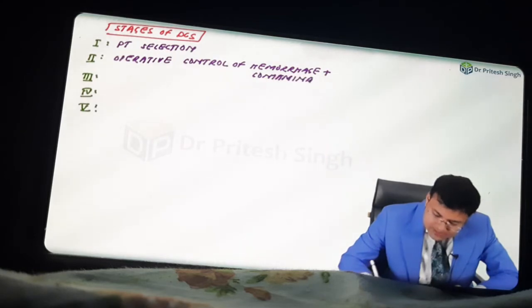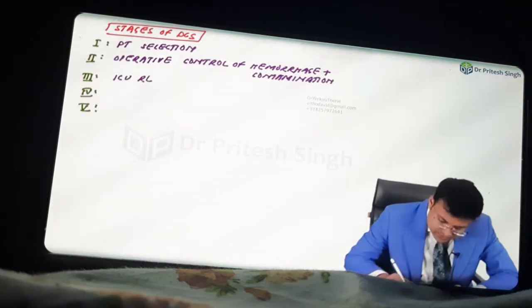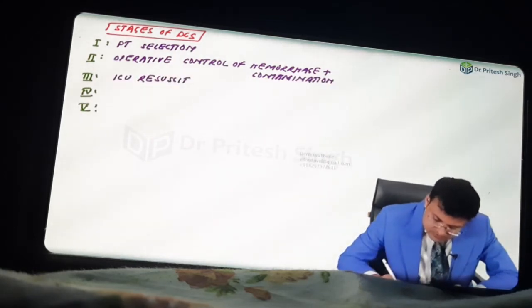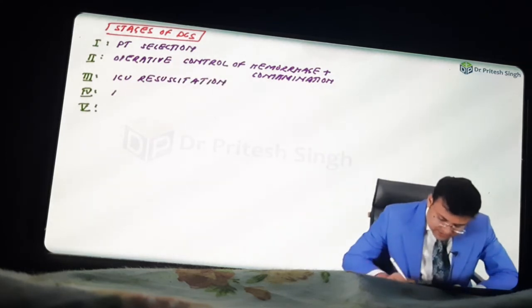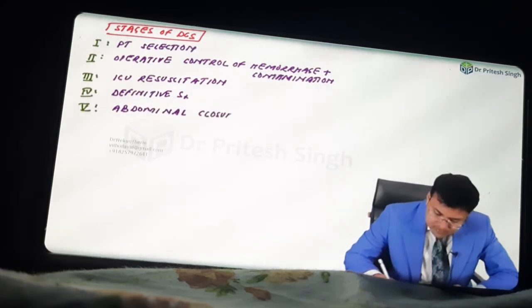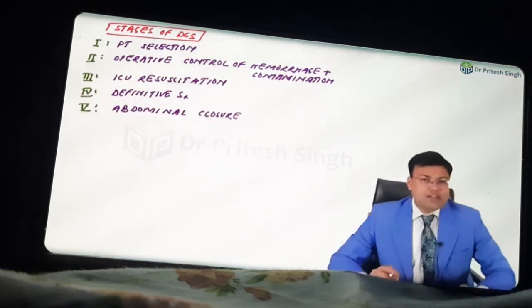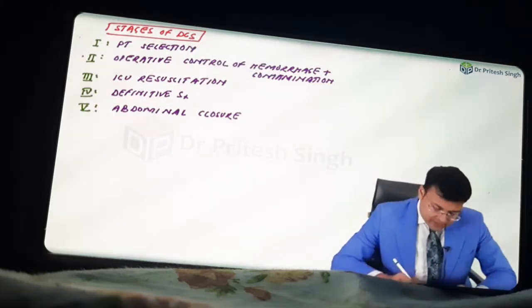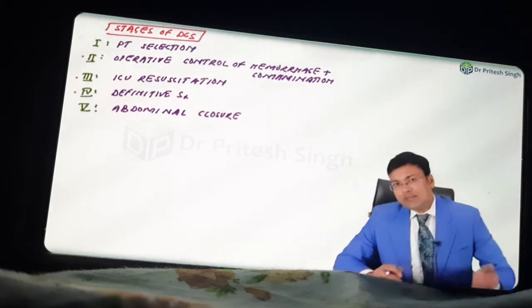Be careful, this was phase 1. After that, stage 3 is ICU resuscitation. Stage 4 is definitive surgery. And stage 5 is abdominal closure. These are the 5 stages of damage control surgery. You can easily remember what? Here, this is phase 1, this is phase 2, this is phase 3. Stage 1 is patient selection and stage 5 is what? Abdominal closure.